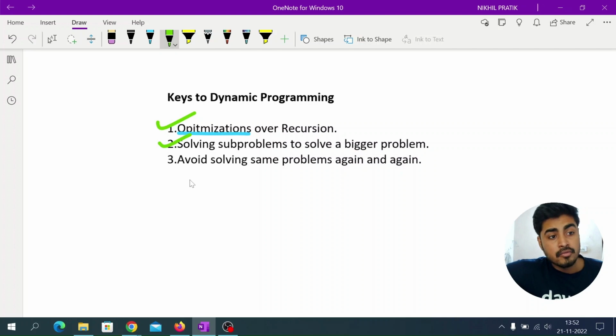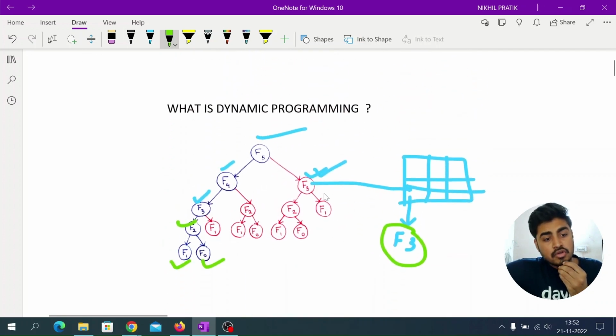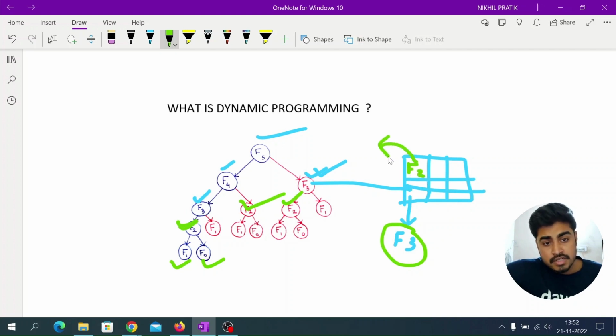Then we have a third statement: avoid solving the same problems again and again, which is similar to optimization. In this case, you can see F2 here, F2 here, and F2 again. So there are three F2s. We don't need to solve it three times; we can just keep it in the data structure, and every time we need it we can get it from there.